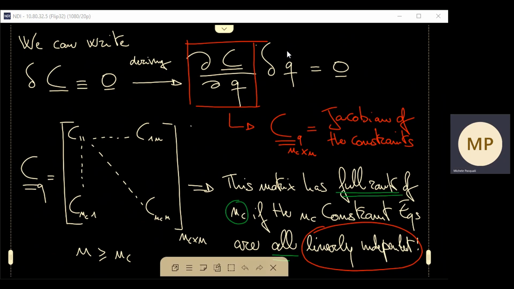As you can see, here we have somehow related the dependent and the independent coordinates, in fact their virtual variations. Okay, so this is actually quite clear, no? We have said it's NC times NC, because this is the number of the constraint equations. This is NC times 1. Okay.